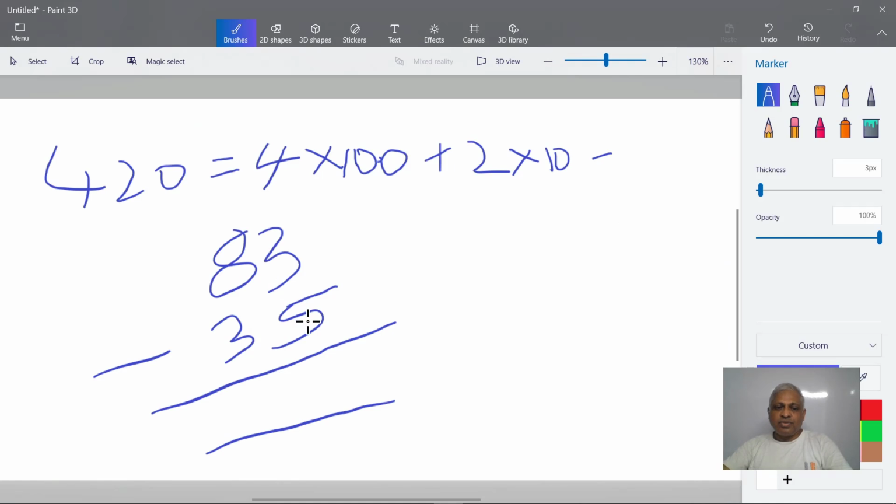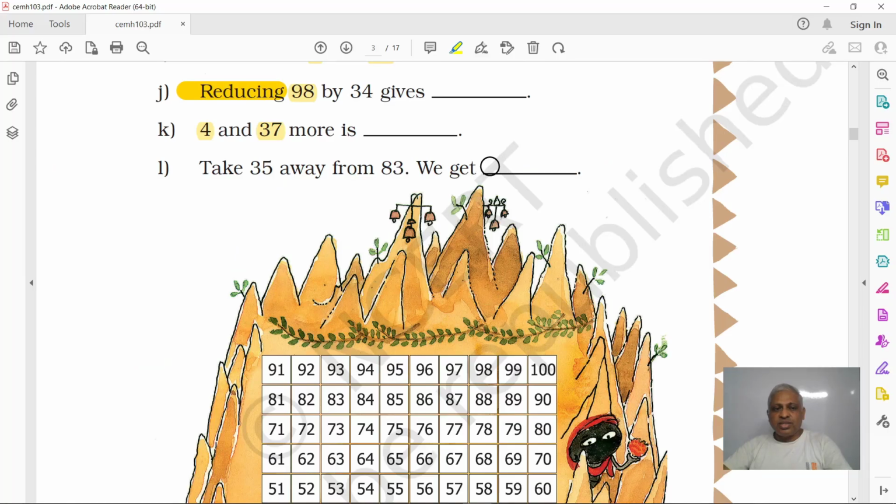You can do this. 3 minus 5. We cannot do. So borrow 1 from 8. 1 is 10. This is a 10th place. So it will be 13 here. 13 minus 5 is 8. And here how much we are left with? 7. 7 minus 3 is 4. 48. So the answer to this L is 48.